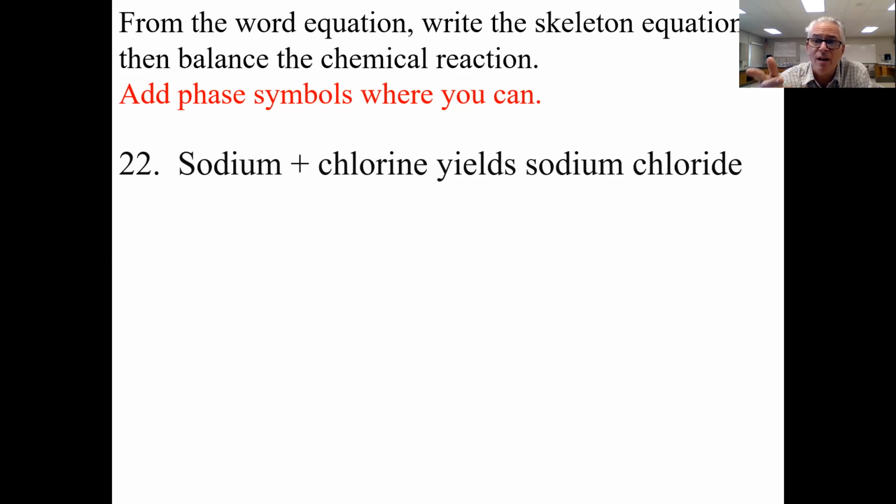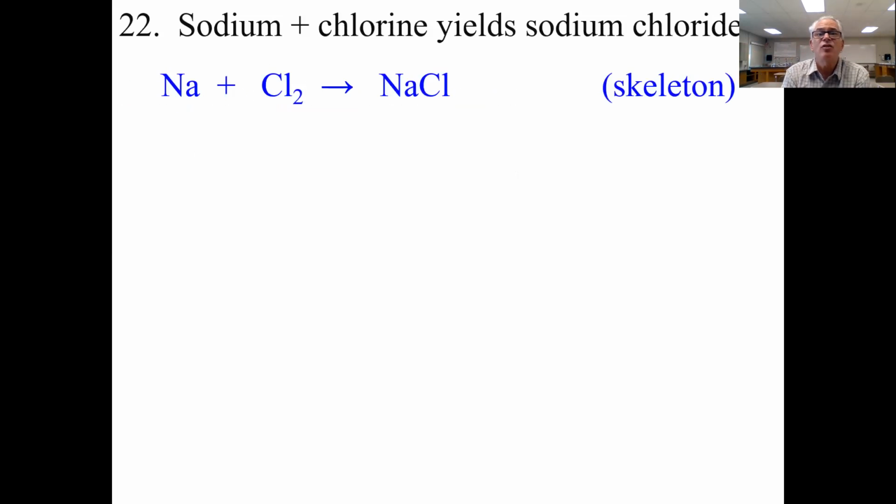The formula for sodium is number 11, Na, and it's a metal, so it's a solid at room temperature, solid in this experiment. Chlorine is Cl2, and the skeleton is going to look like this. Na plus Cl2 yields NaCl. Now the phase symbols: sodium's a solid, chlorine is a gas. You might not know that, but I'm telling you. Sodium chloride is that white crystal that's in your kitchen. It's a solid. It's always a solid for you, right? Unless you dissolve it in water, it's aqueous.